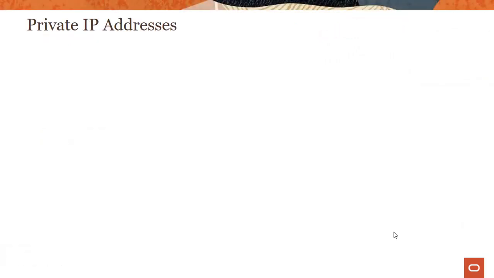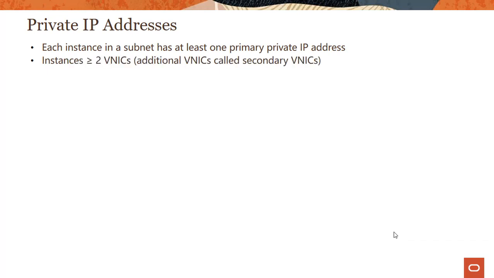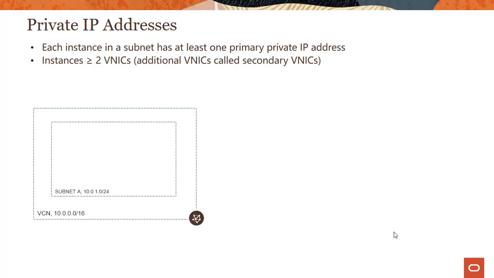So first, let's look at the different kinds of IP addresses supported by the service, starting with the private IP addresses. Each instance you place in a subnet has at least one primary private IP address. That's mandatory. Each instance can have two or more virtual network interface cards, which we looked into in the previous module. The first one is called the primary virtual network interface, or the primary VNIC. The additional ones are called secondary VNICs if you have more than two.